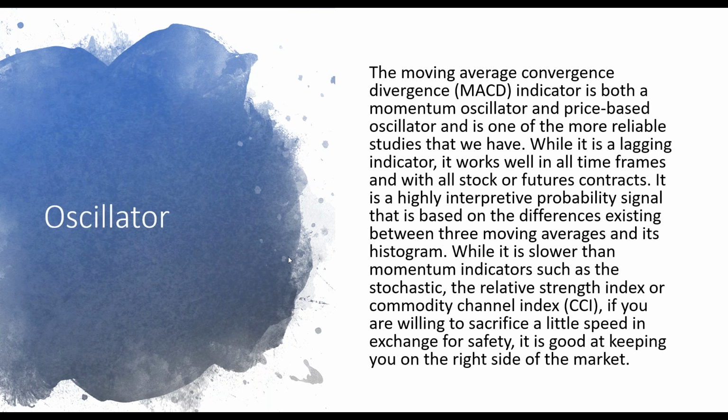And it is a highly interpretive probability signal that is based on the difference existing between 3 moving averages and its histogram. Because you have 3 moving averages: you have the 26 and 12 on the chart, then you have the 9-day EMA of the signal line. Now, while it is slower than momentum indicators such as stochastics and RSI, it is actually more reliable. You'll find that by sacrificing this little bit of speed, you get much more reliable signals.